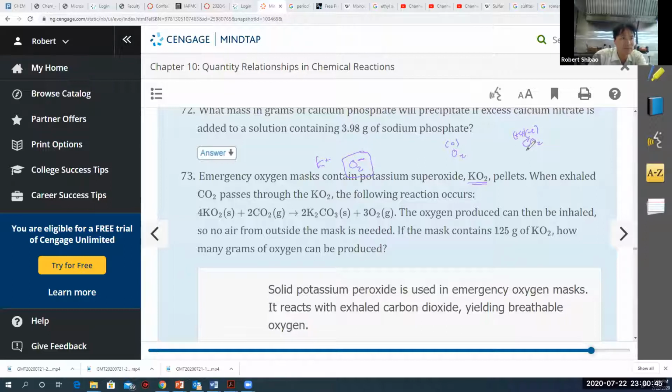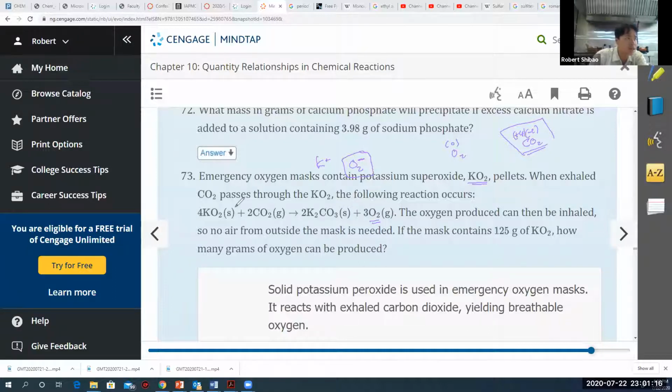And so how things behave depends on what you mix it with, you know, CO2. And so here, superoxide oxidizes the oxygen in the carbon dioxide and makes O2 gas. And so as you exhale, you're exhaling CO2. That CO2 comes in contact with the potassium superoxide, and the potassium superoxide generates oxygen. The oxygen produced can then be inhaled, so no air from outside the mask is needed.